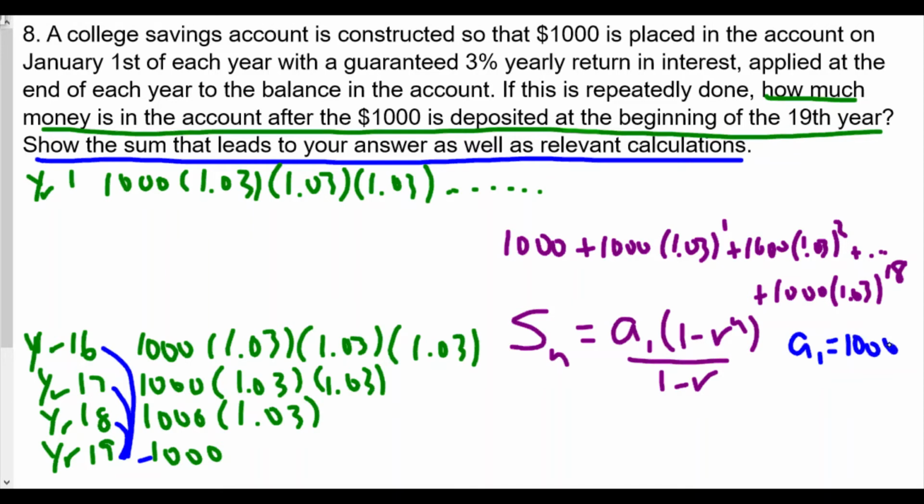Again, why do we do it backwards? I did this backwards because it is a lot easier to start from the 19th here. At the beginning of the 19th, that's where we are. We're only putting in 1,000. That's our very first one.